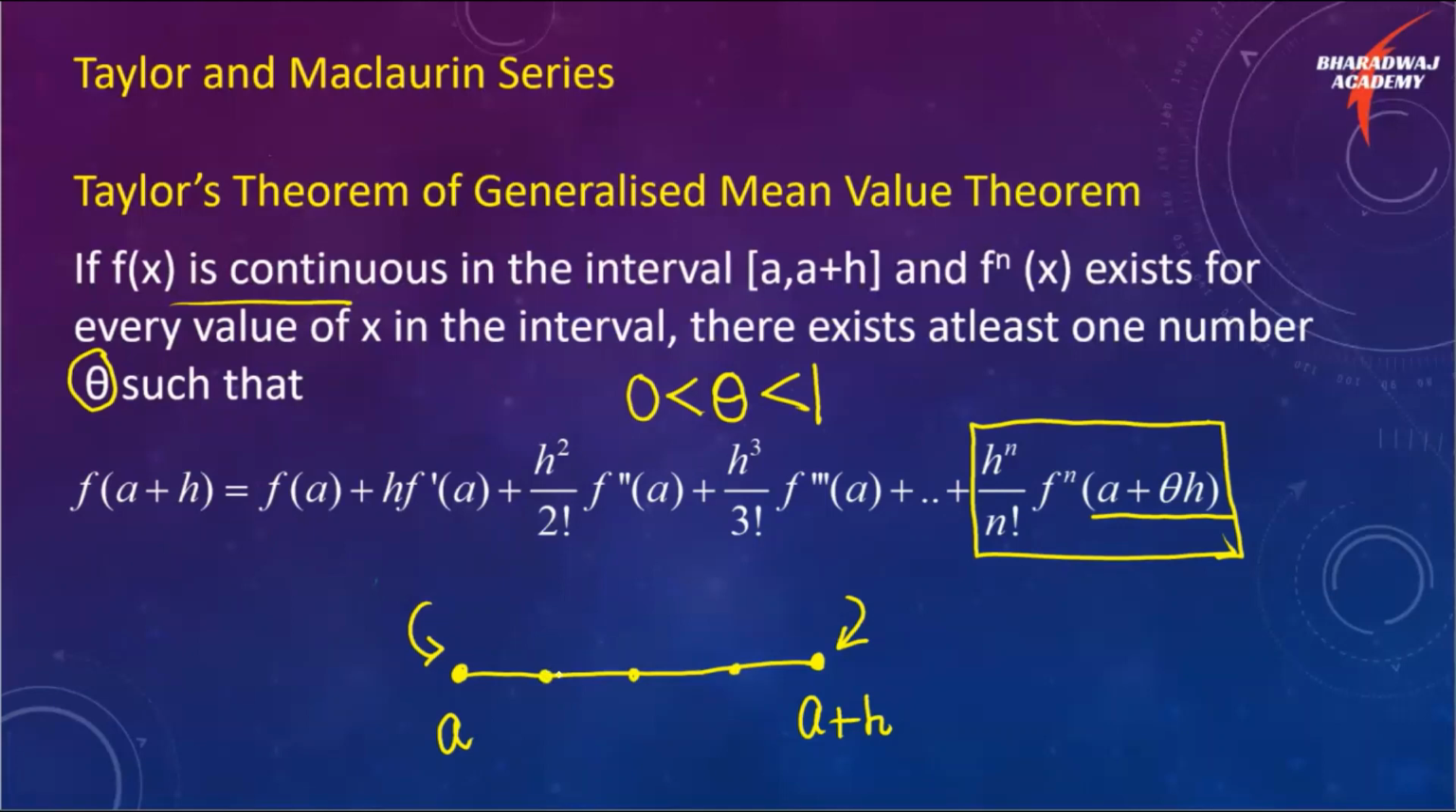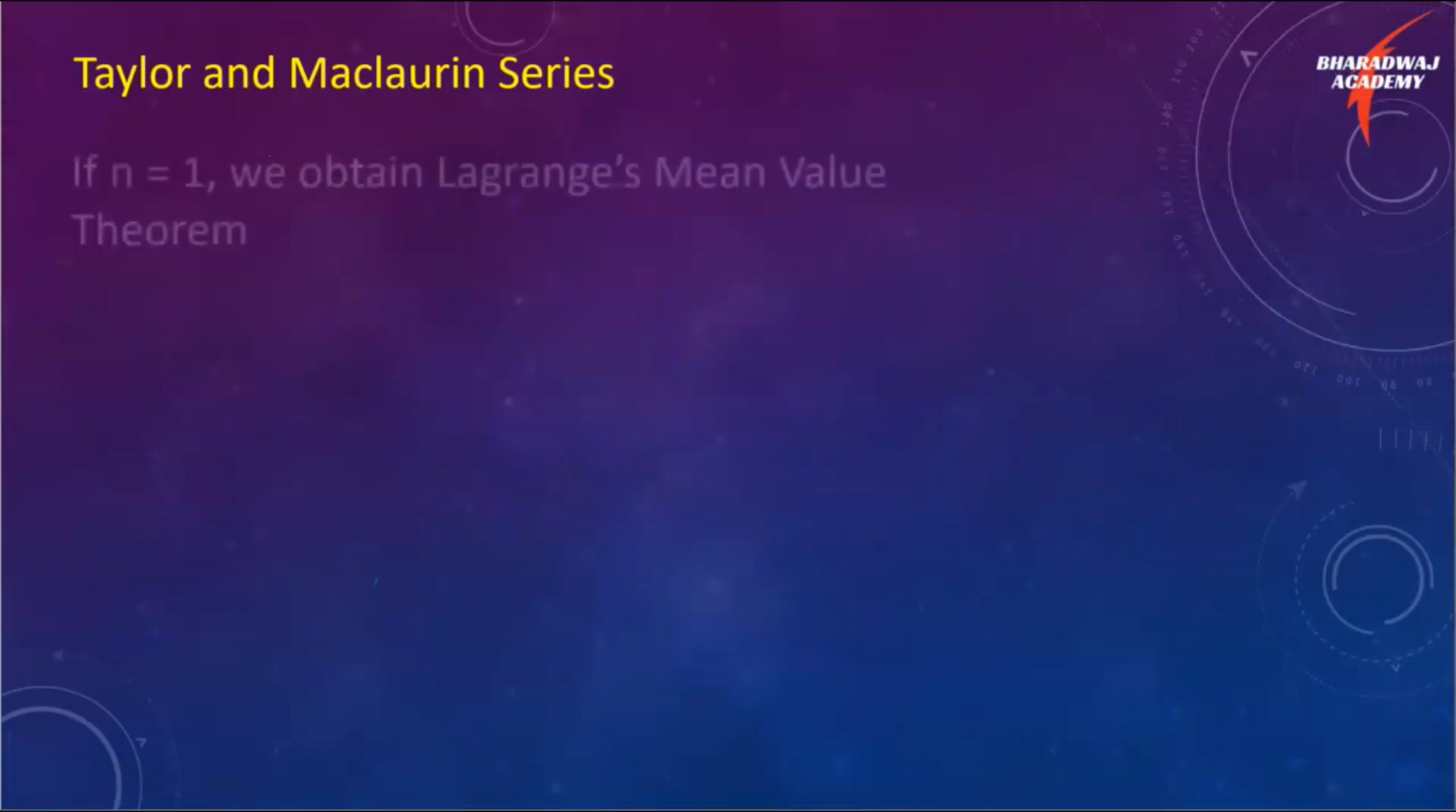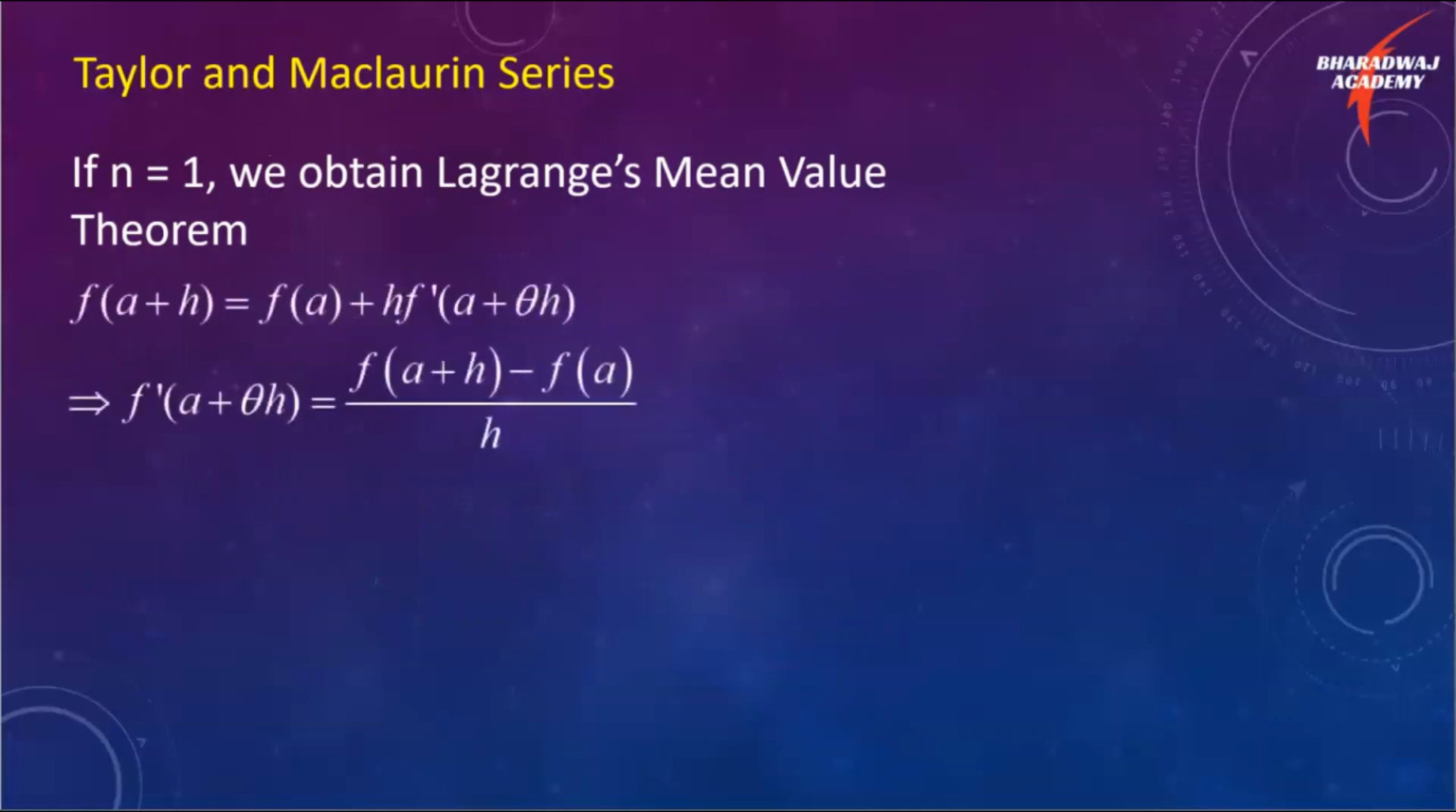Now, how is this actually relevant? Let us see this with the application of this generalized theorem to Lagrange's mean value theorem. Now, how do you obtain Lagrange's theorem? It is done by putting n equal to 1 in Taylor's theorem. So let us understand more about this. If we put n equal to 1, we get this expression.